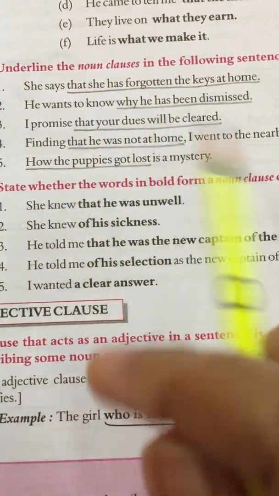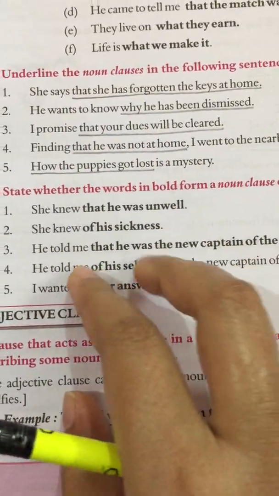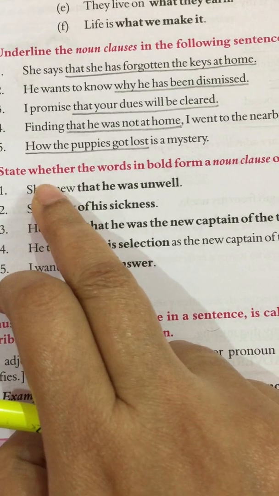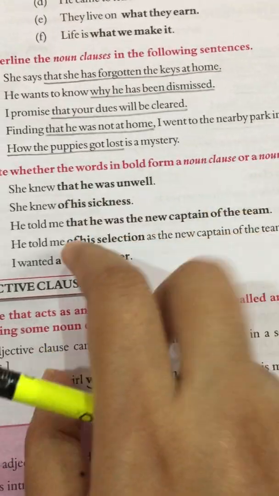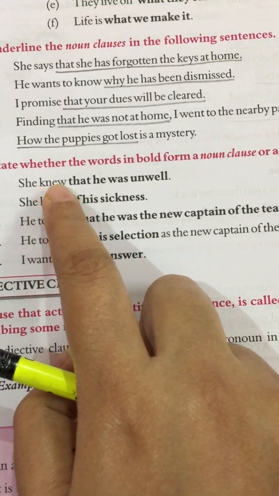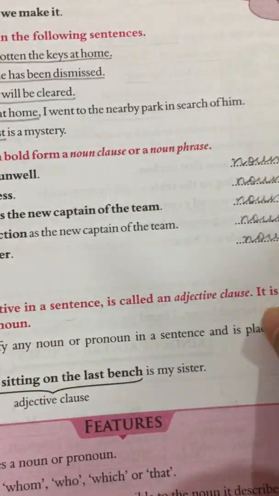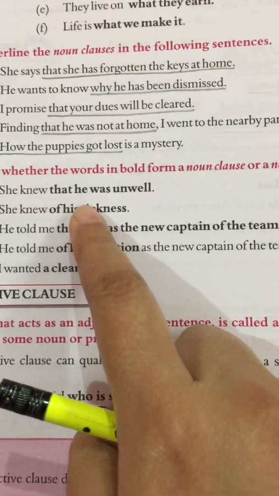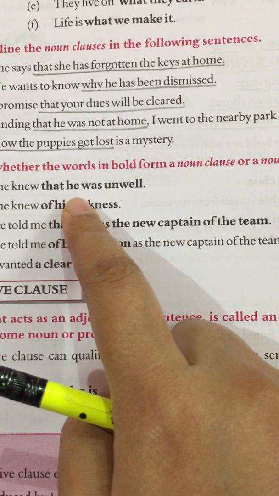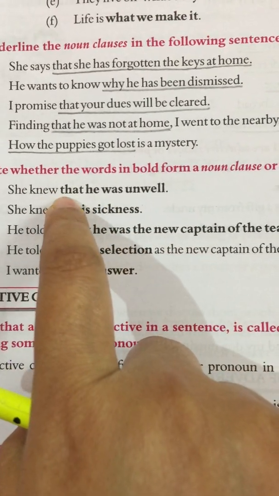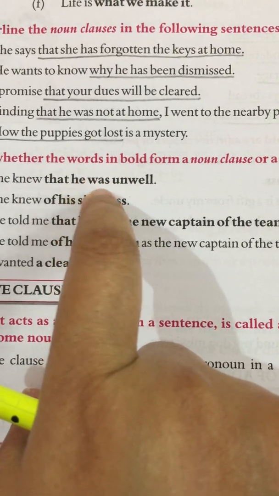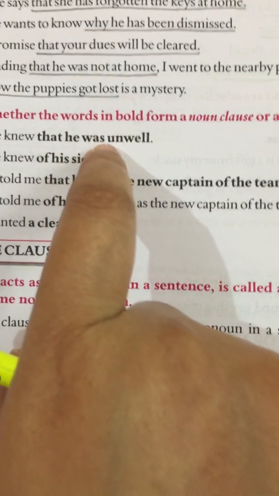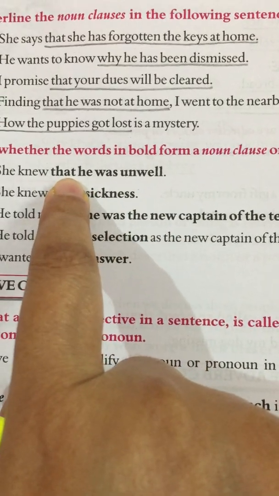All the answers you will be getting in WhatsApp. State whether the words in bold form a noun clause or noun phrase. Now here, she knew that he was unwell. Here it is acting as a noun clause because it answers the question what. She knew what? That he was unwell. And here there is a finite verb also, and it is introduced by that.